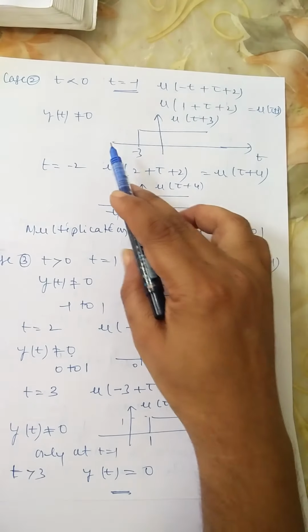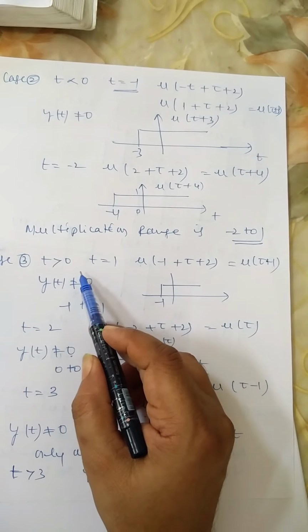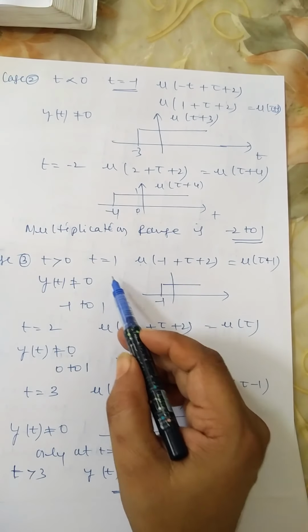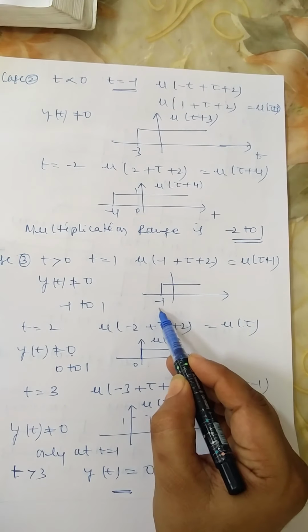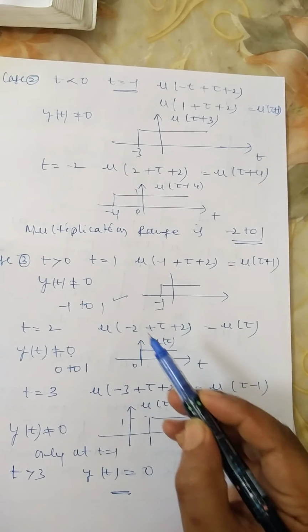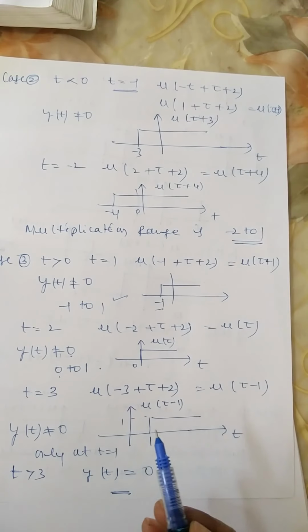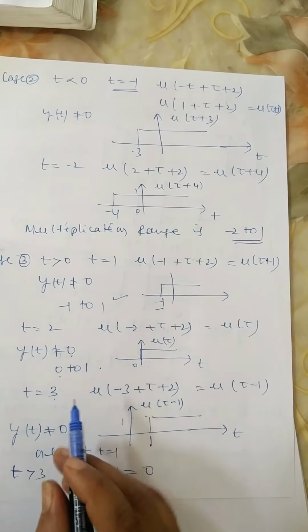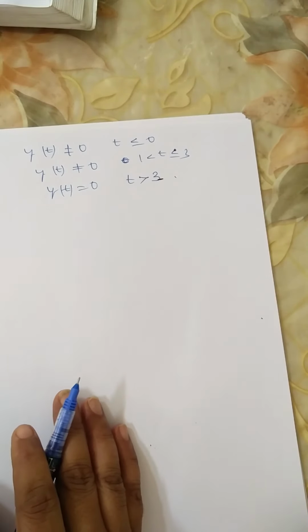Now let us see from this here, when t is less than 0, output is not equal to 0, complete signal is multiplied. When t is greater than 0, based on value of t it multiplies. That is when t is equal to 1, lower limit is -1, upper limit is +1. When t is equal to 2, lower limit is 0, upper limit is 1. When t is equal to 3, lower limit is 1, upper limit is also 1 here.